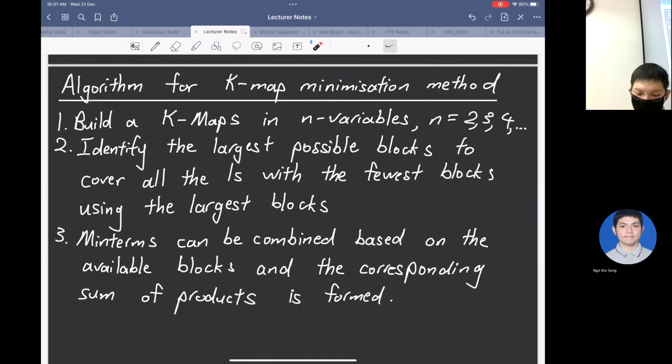The first algorithm you will learn is called the K-map minimization method. First, you have your Boolean function that you want to minimize. You can build a K-map for it. This works for n equals 2, 3, 4, 5, 6, 7, and so on, but it will get harder when you go to higher variables. Second, you identify the largest possible block.